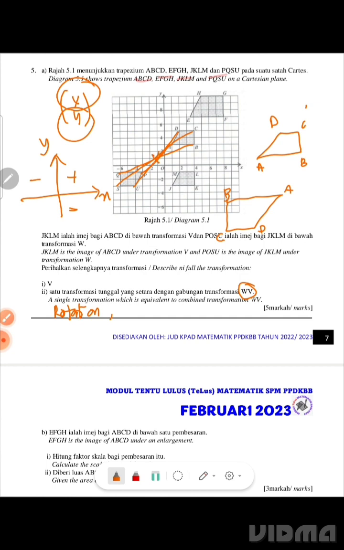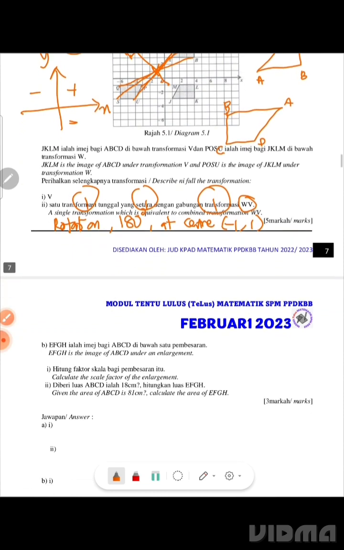And here for this rotation, we can guess the degree is 180 degree, because if the degree is 90, our image will be somewhere here lah. Half. Right, so rotation 180 degree at center -1, 1. So here 1 mark, and 1 mark.